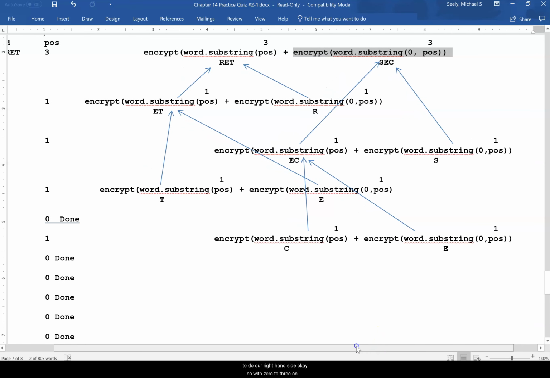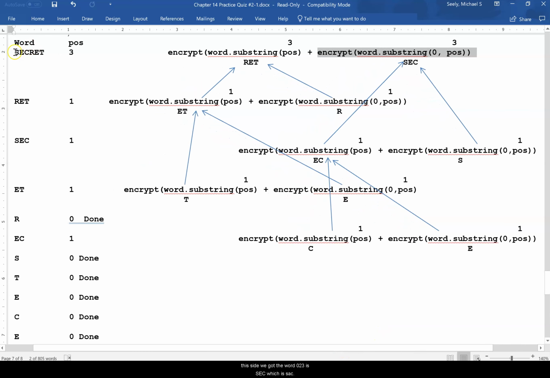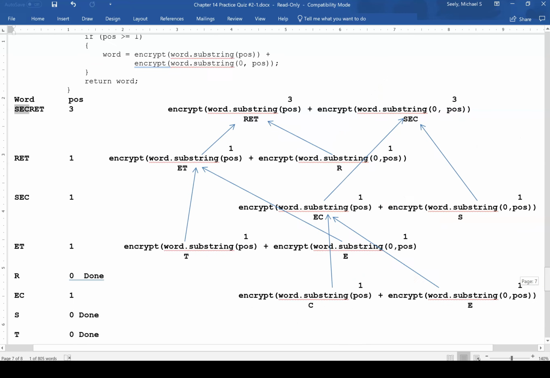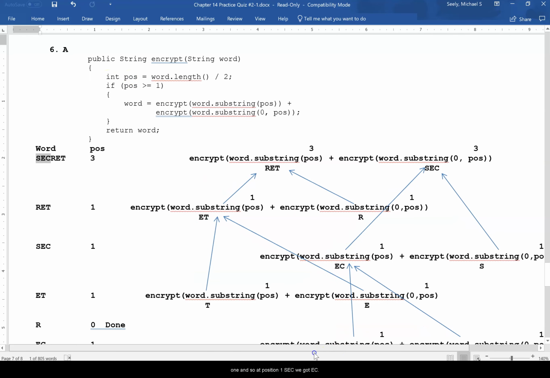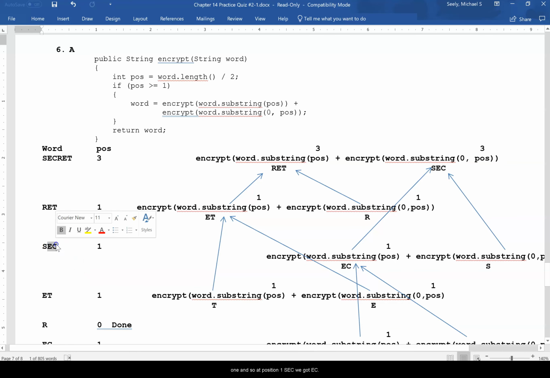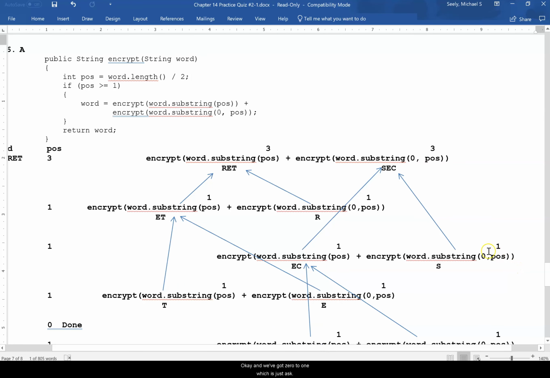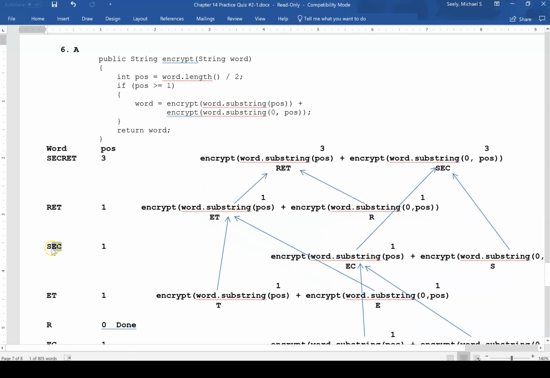So with 0 to 3 on this side, we've got the word SEC, which is sec, okay? Then we pass that into here. So we've got what? 3 divided by 2 is 1. Well, it's 1.5, but it's really 1. And so at position 1 of SEC, we got EC, okay? And we've got 0 to 1, which is just S, okay?